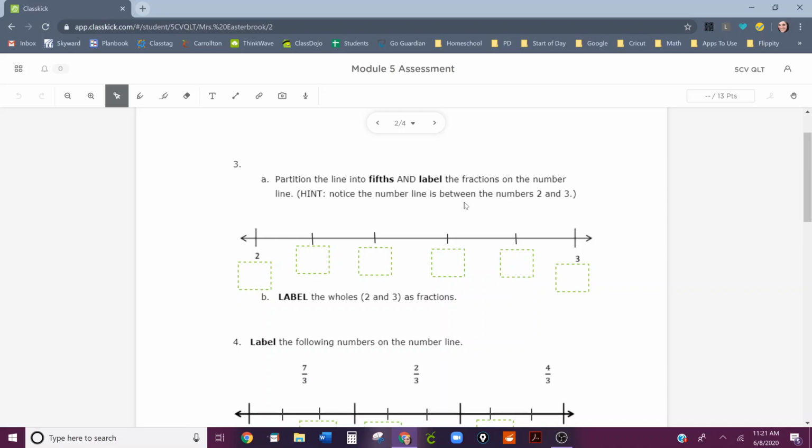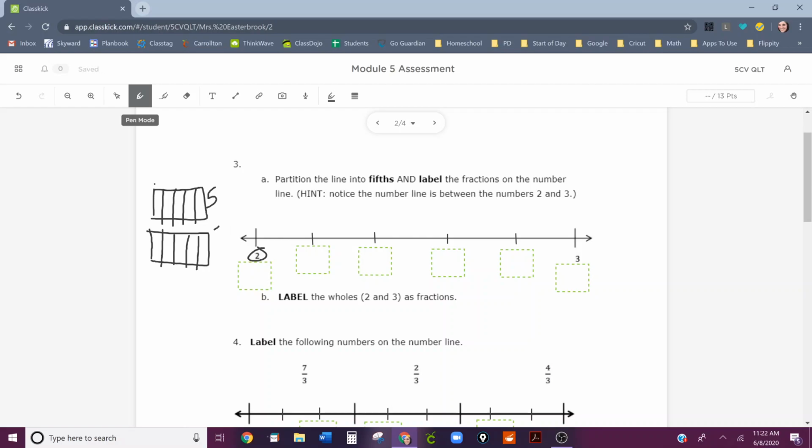Hint, notice the number line is between the numbers 2 and 3. So what we need to do is figure out what is going to start here, and then we can count up. Well, what I can do is I can draw a picture. If I have 2 shapes, right, because I need 2, and I break them into fifths, that means they have 5 pieces. 1, 2, 3, 4, 5. Well, how many pieces do I have? This one has 5, and this one has 5.